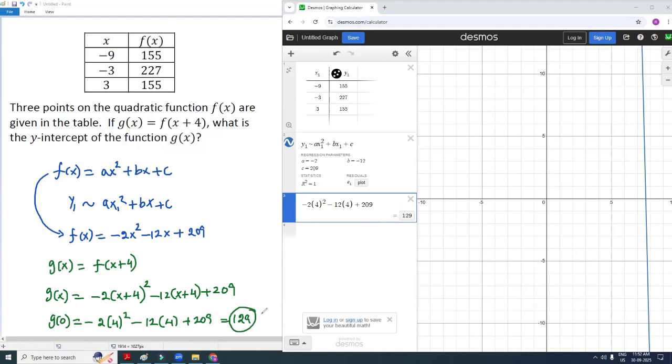So actually this is the y-coordinate of the y-intercept, because I got this value when I plug in x equals 0 into the function g of x. Usually we write the y-intercept as a point, that is (0, the y-coordinate of the y-intercept), that is (0, 129). So this is the y-intercept of the function g of x.